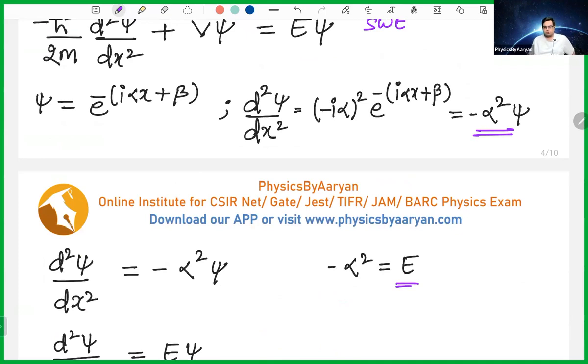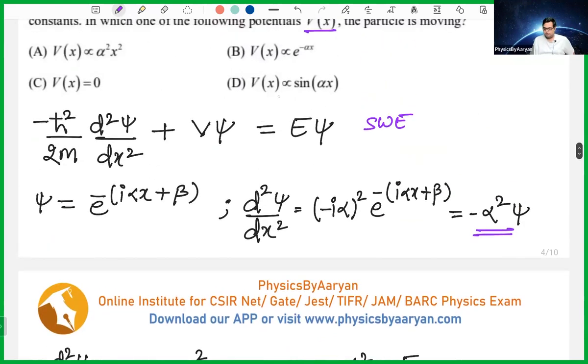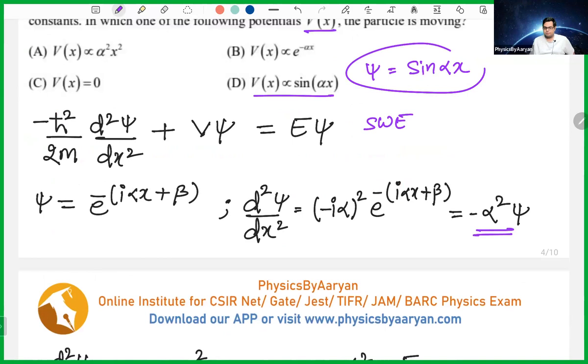Okay. So now let's see. Option D will be correct. Your wave function will be sine alpha x, but not the potential itself.